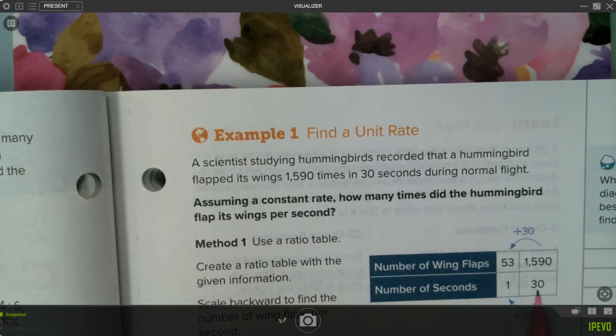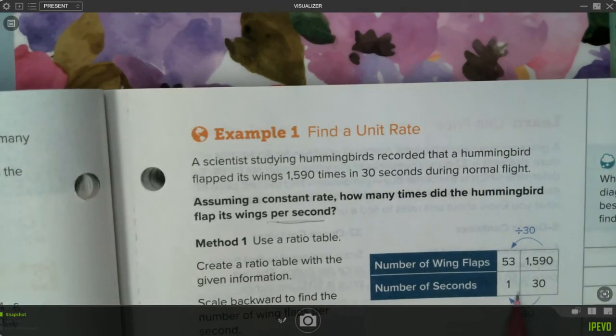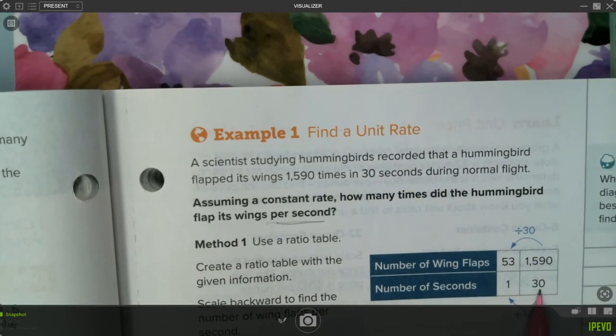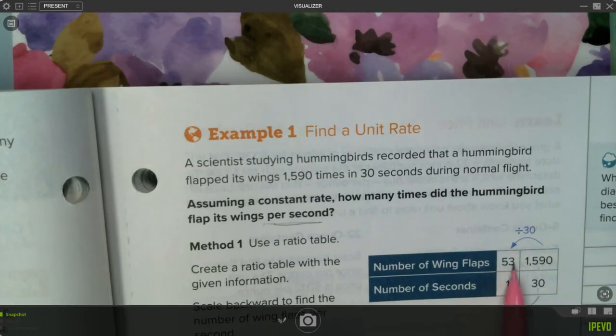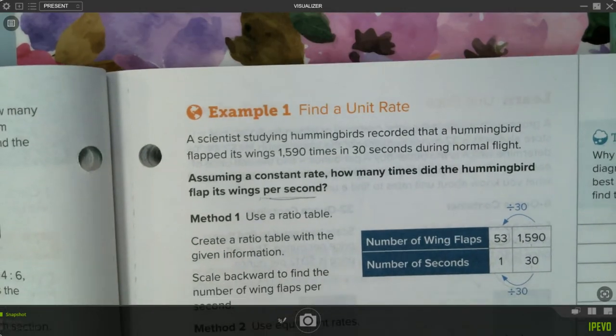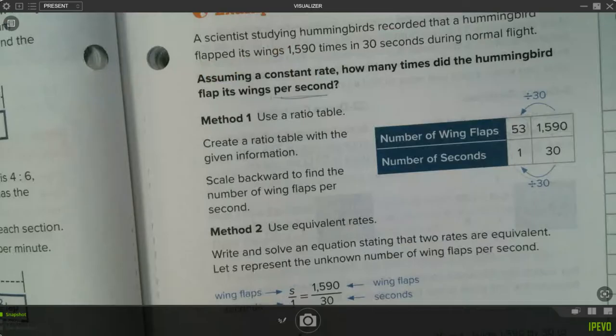Now, if it's asking us to get down to a second, 1 second, right? That's why I need the 1 here. Well, to go from 30 to 1, we divide by 30. And if we divide by 30 on the bottom, we do the same on the top. And we found that 53 flaps per second would be the rate at which the hummingbird flaps its wings.